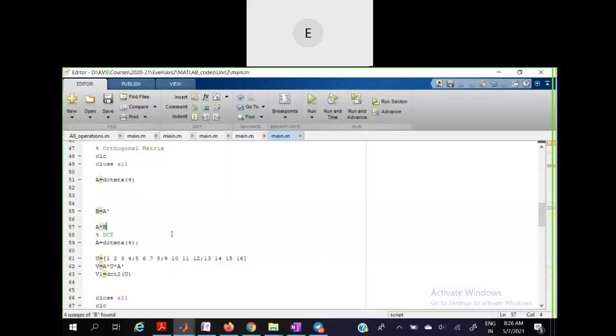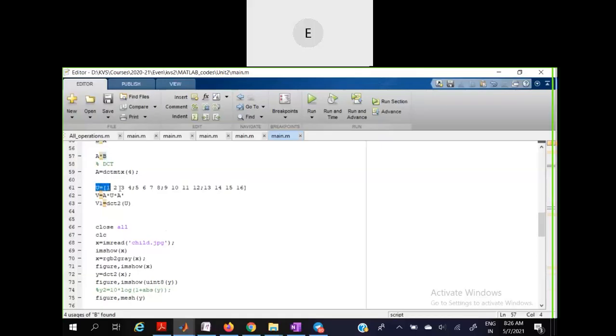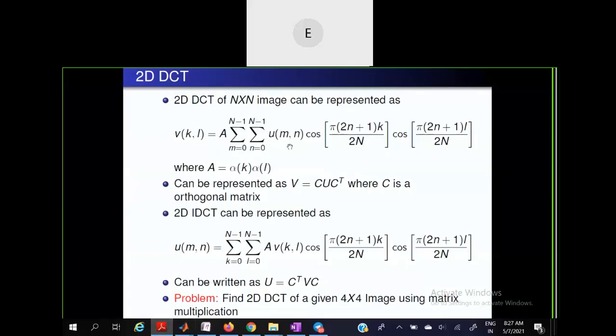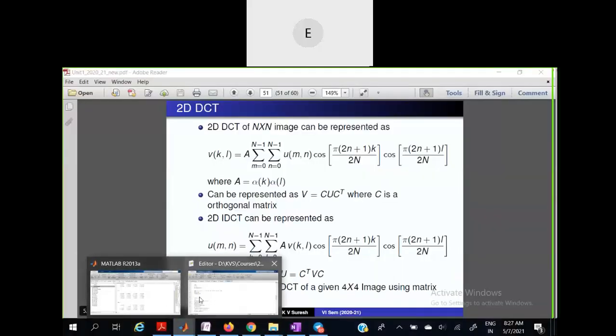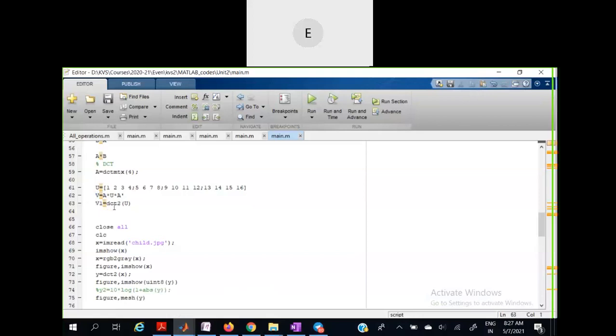So let me just go to the equation. I just want to find the 2D DCT of this matrix, 1, 2, 3, 4, 5. What I want to show you here is, if I use the matrix multiplication equation, I'll get the forward transform. If I directly use this equation, that means directly substituting the values of U of MN for each value of M and N, and calculating this, multiplying it with the constant, finding V of KL, I have to get the same answer. Let me demonstrate that. That is why I am using another command here. DCT2 is the MATLAB command to find the two-dimensional DCT of a given image. I hope the point is clear to you.